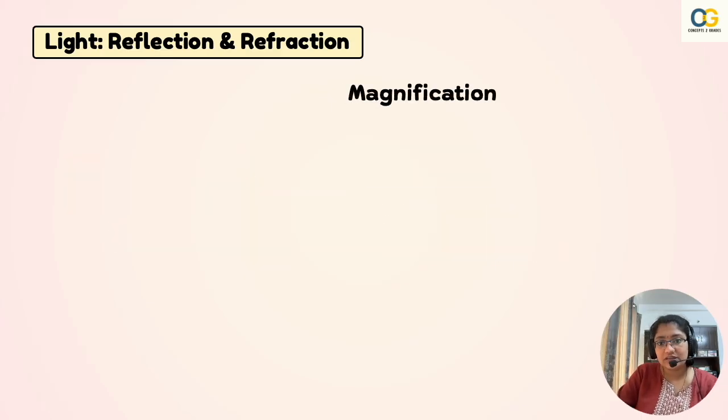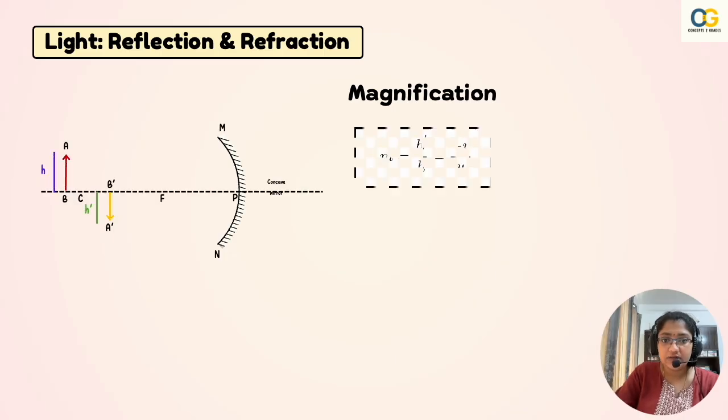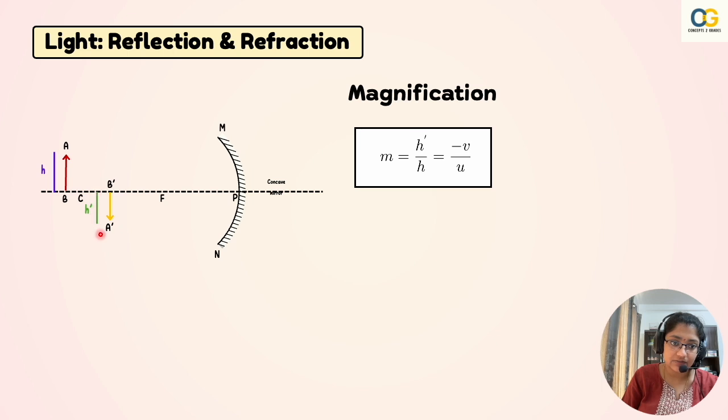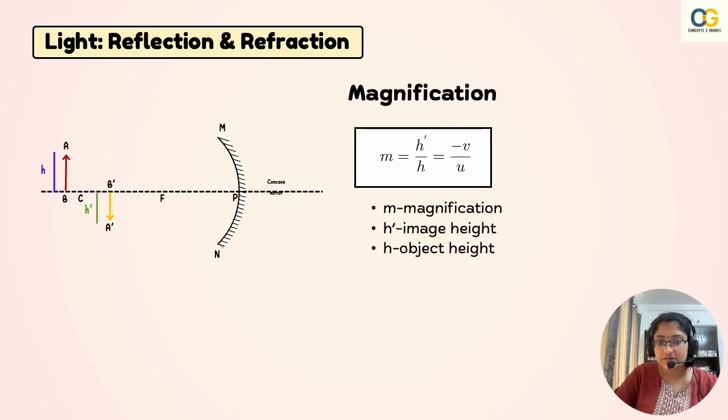Coming to magnification, which shows how much the object has diminished or enlarged, we calculate the magnification as height of the image by height of the object, which is also given by minus v by u, where v is the image distance and u is the object distance. This is also a formula for magnification.